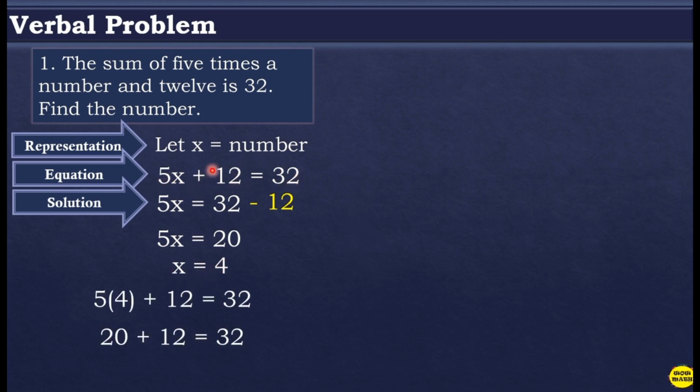Let us try to check if our answer is correct. So going back to the equation, 5x plus 12 is equal to 32, and our x is equal to 4. Therefore, 5 times 4 is equal to 20, plus 12. So 20 plus 12 is 32. Since our equation is balanced, therefore, the answer is correct, wherein our x, or the number, is equal to 4.